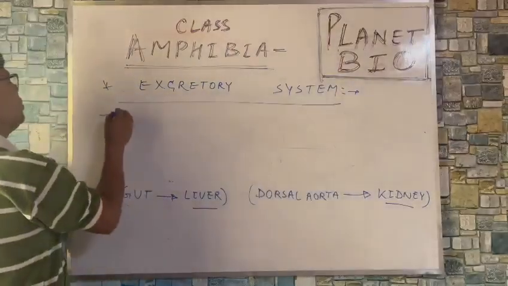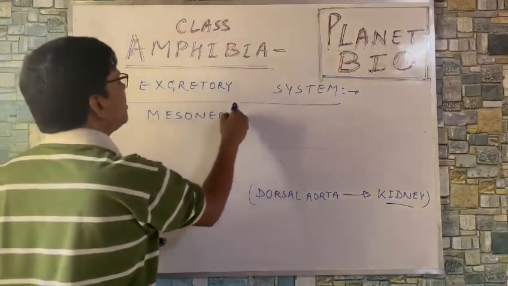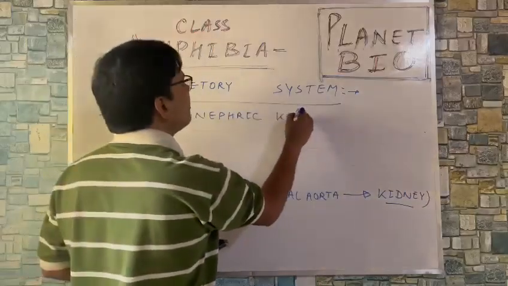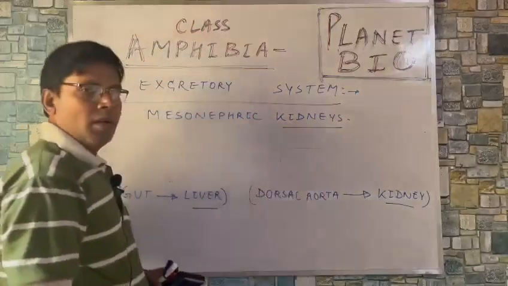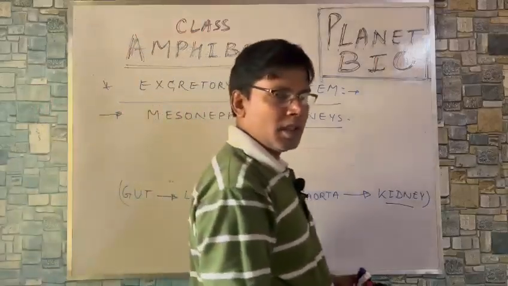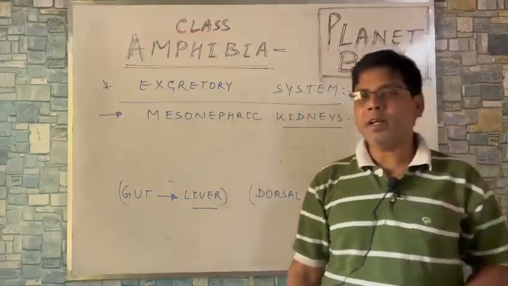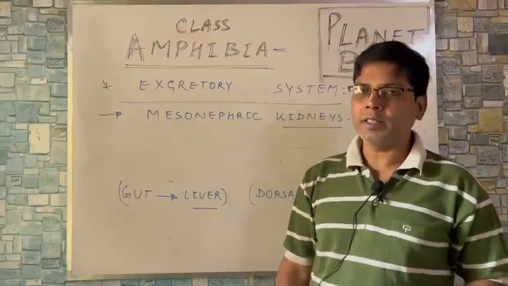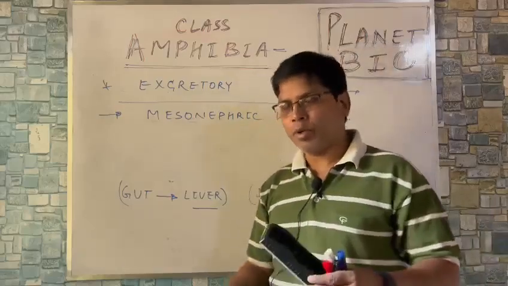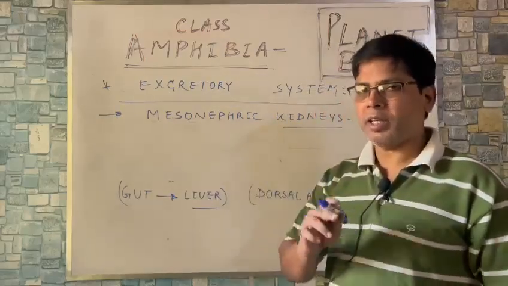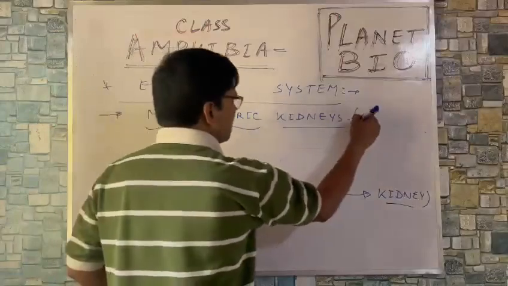So, the excretory system includes mesonephric kidneys. According to Francis Balfour, a great scientist, the vertebrates' kidneys are grouped into 4 categories on the basis of evolution: archinephric, pronephric, mesonephric, metanephric. So, mesonephric kidneys are found in adults.